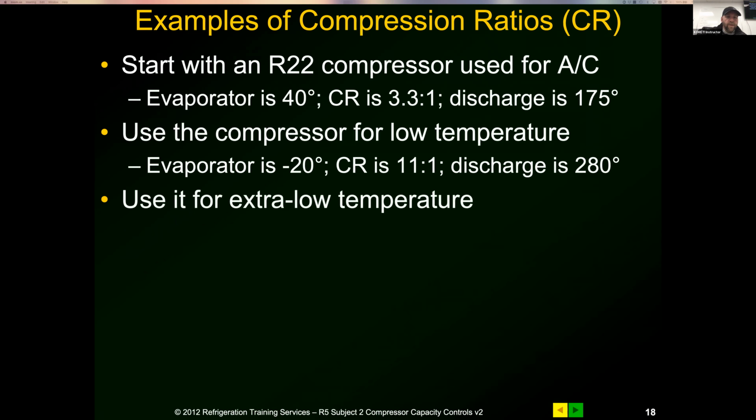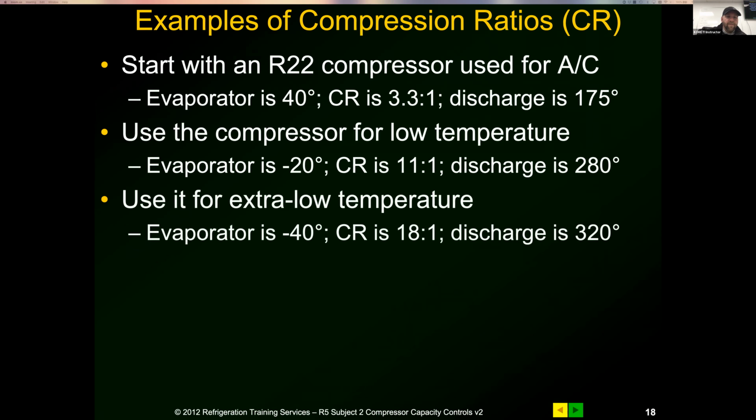If we use it for extra low temperature, like negative 40 evaporator, compression ratio is 18 to 1. Your discharge temperature is 320 degrees. So now you've gone way over the limit. You're damaging that compressor. You're burning up the oil. You're breaking it down.